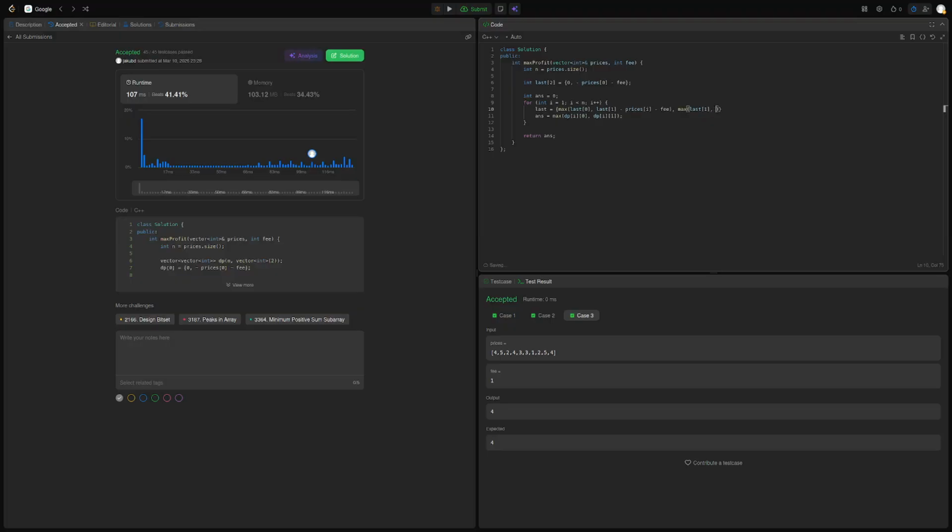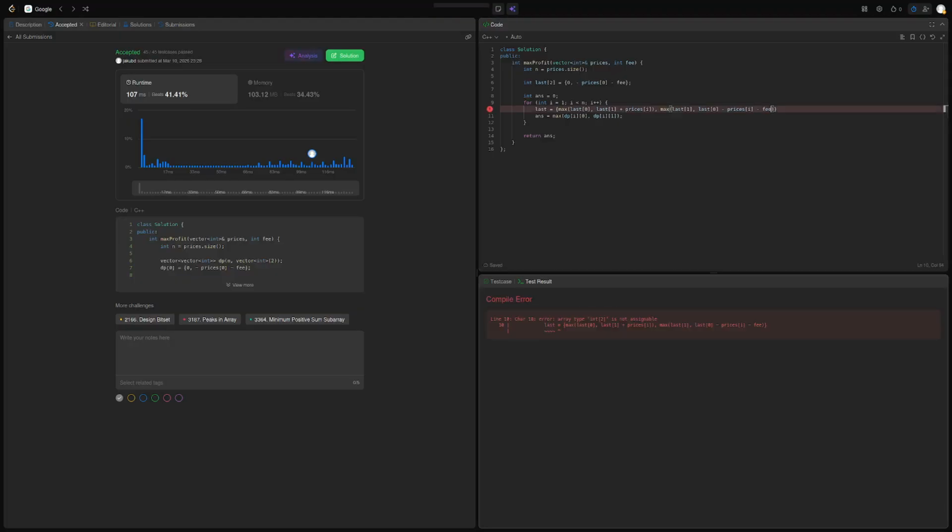or I started holding, so this means that what I held before, so it's plus prices. I just want to speed it up, that's what I'm thinking. So last 0 minus prices I minus fee. Okay, that's okay.